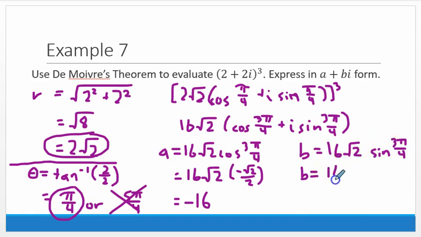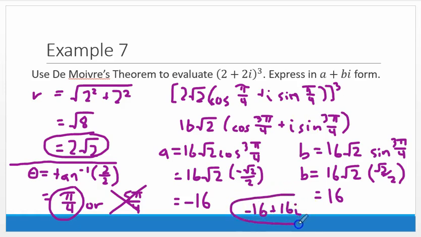For the b value, evaluate the sine of 3 pi over 4 part. And on the unit circle, you should see that this is a positive root 2 over 2. So the cosine one was negative, the sine one is positive. So it'll be pretty similar computation-wise. Half of 16 is 8. And if I do the root 2 times root 2, that's 2. So 8 times 2 is 16. So for this one, I have a equals negative 16 and b equals positive 16, which means my answer, in standard form, would be negative 16 plus 16i. That's our complex number.